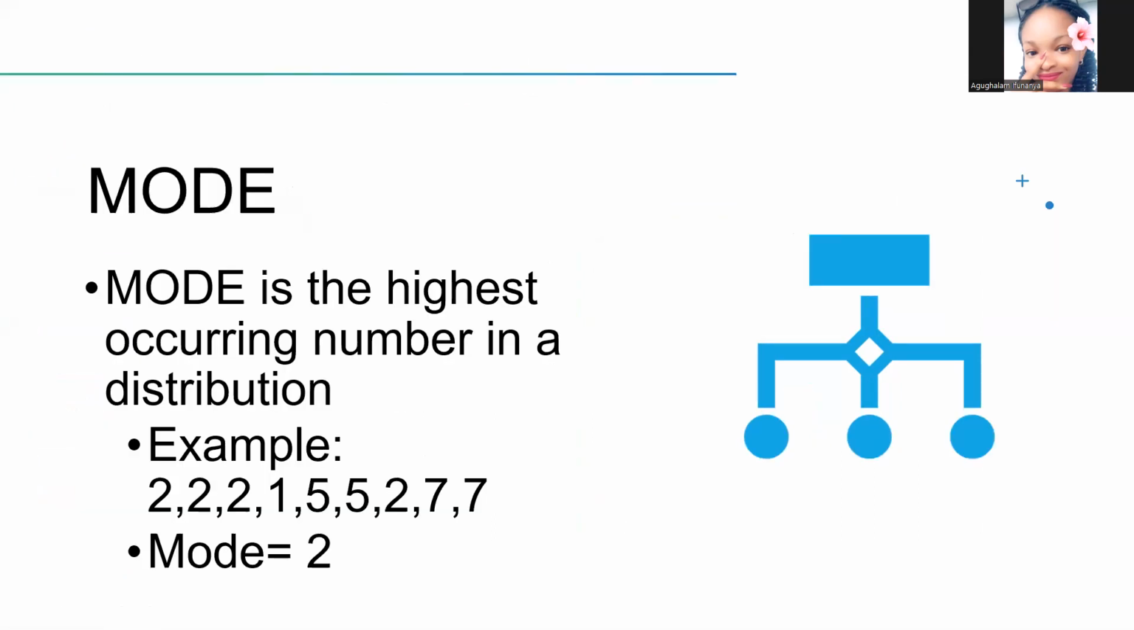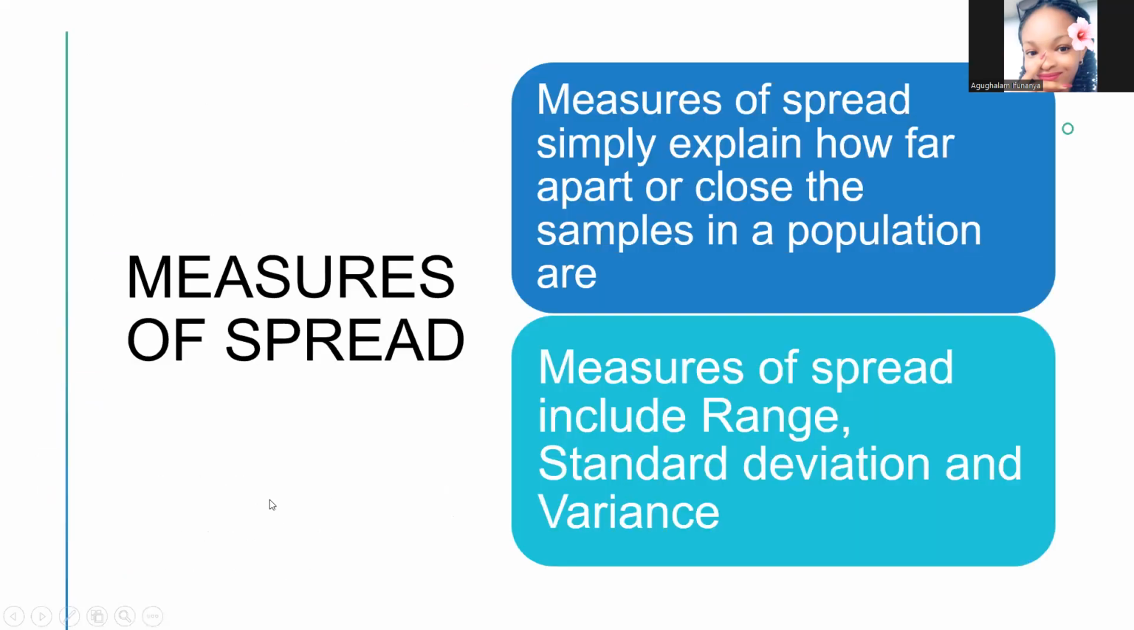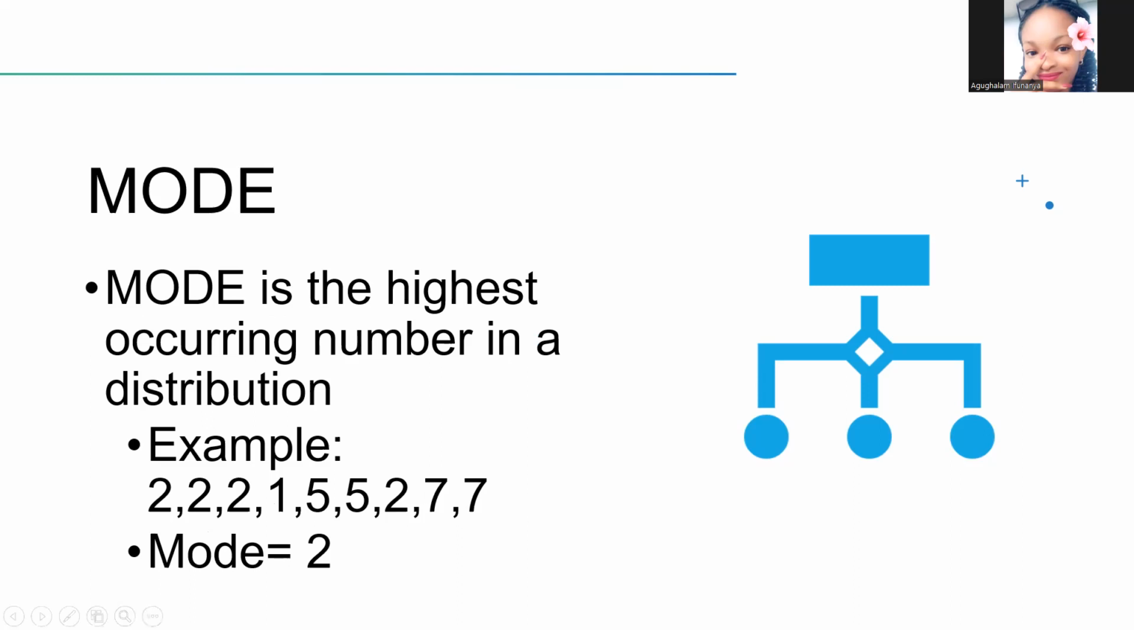Okay, so the mode. What are we talking about in the mode? The mode is the highest occurring number in a distribution, and a distribution can be unimodal, bimodal, or multimodal. Let's take this example: 2, 2, 2, 1, 5, 5, 2, 7, 7. You don't need to arrange it. You just know that the highest occurring number here is 2.